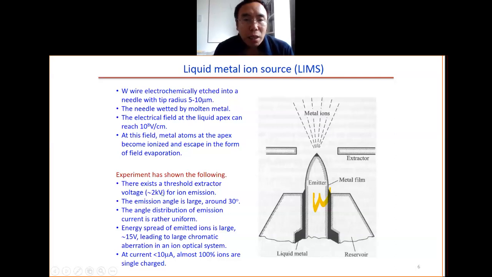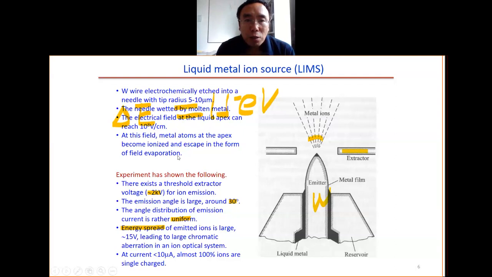It was found that normally the voltage at the extractor needs to be at least 22 kV in order to extract ions. This angle here is about 30 degrees, and the emission along different directions is rather uniform. The energy spread, delta E, is about 15 electron volts. So this is a big number.